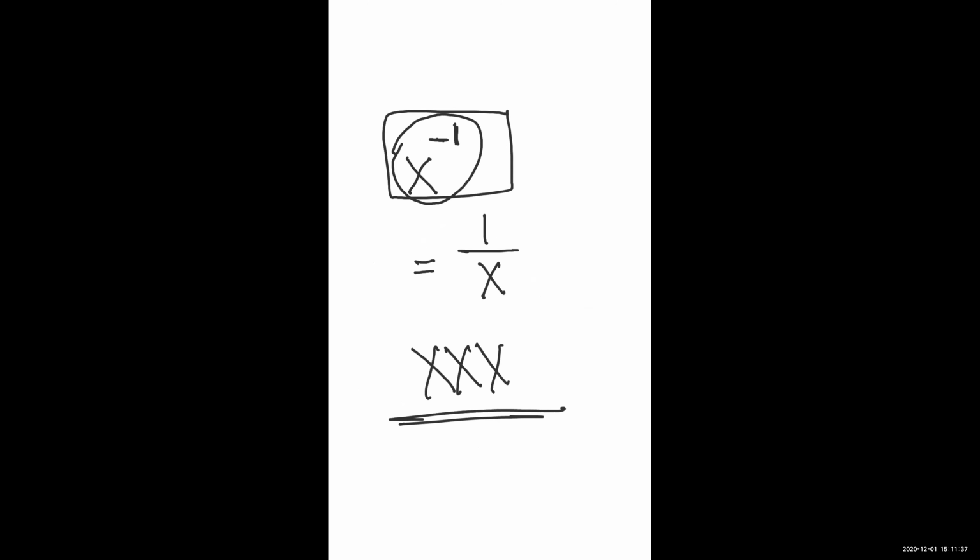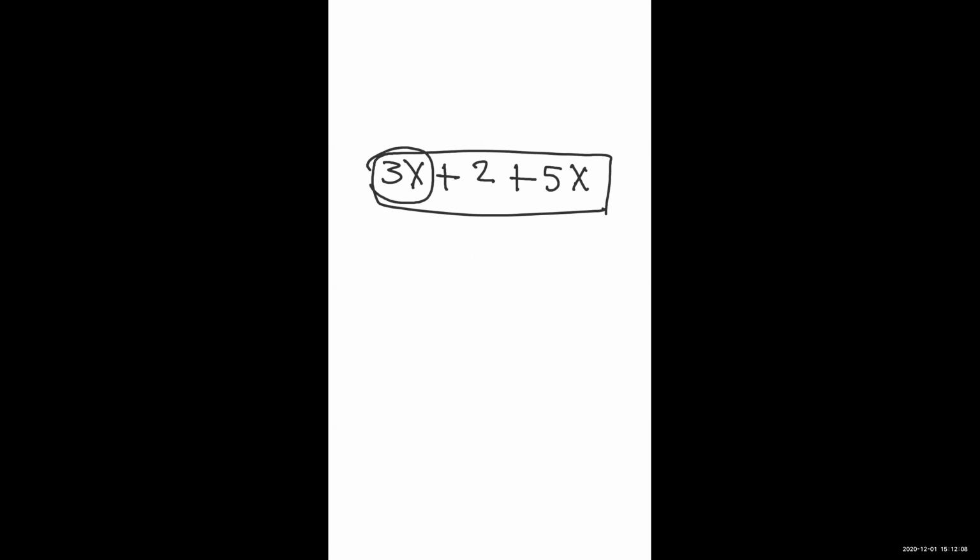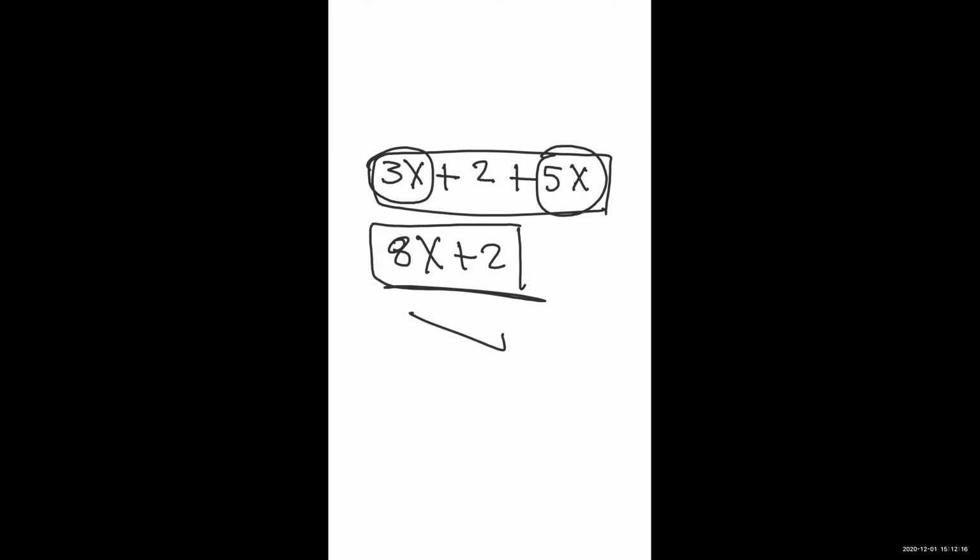Also, if we want to check if this function is a polynomial or not, we have to simplify it in the simplest form. Like if there is 3x plus 2 plus 5x, like this, we have to simplify it. We have to add 3x plus 5x so that we can get 8x plus 2. Then we will decide if it's a polynomial or not. I'm giving a simple example.